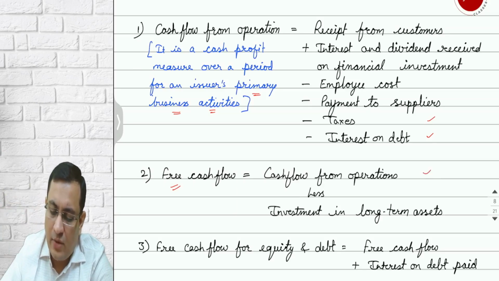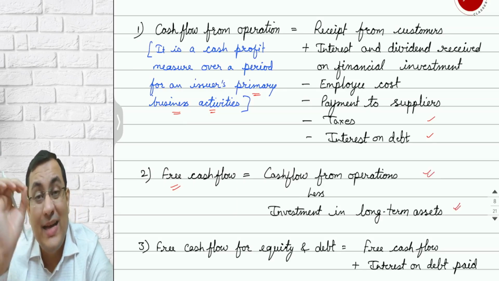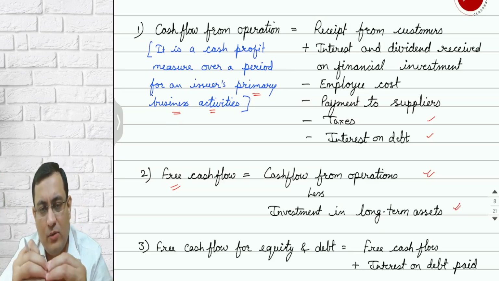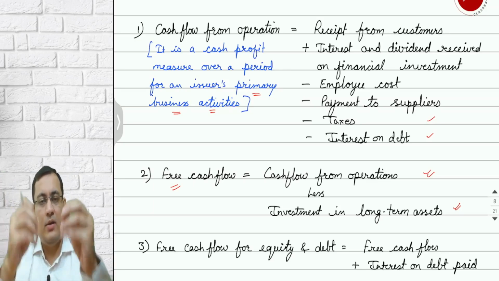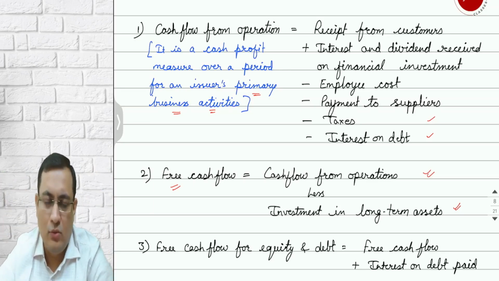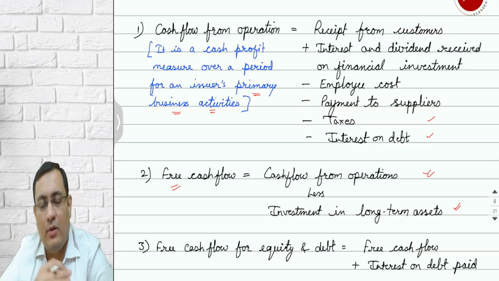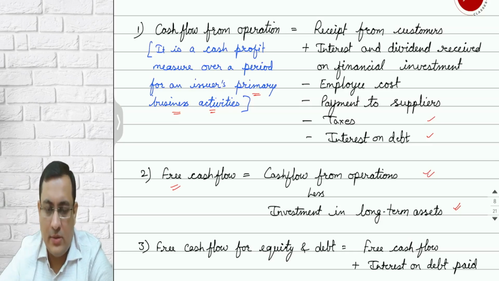So from cash flow from operation, if you deduct investment in your long-term assets, this is called free cash flow. Free cash flow is for payment to everyone, your debt holders, your equity holders, whatever you can do with this cash. This cash is free for any use by the business.